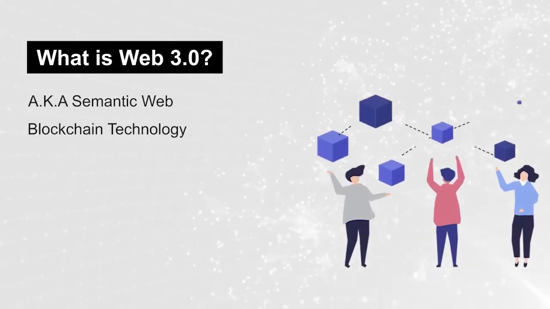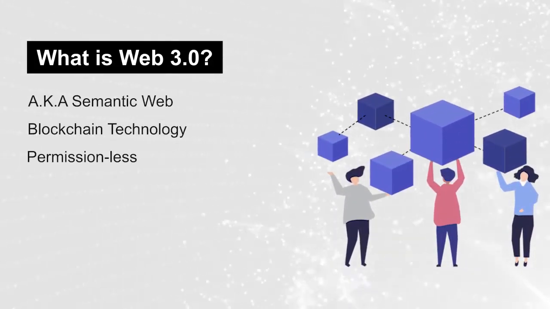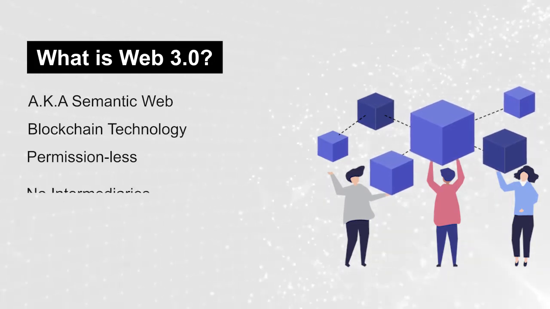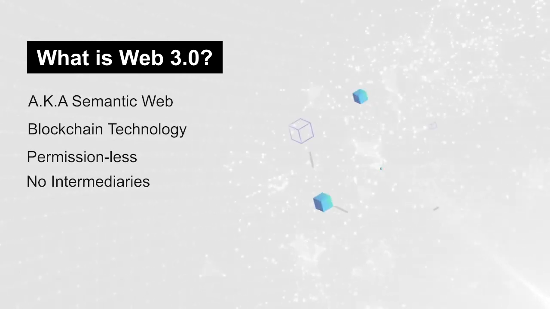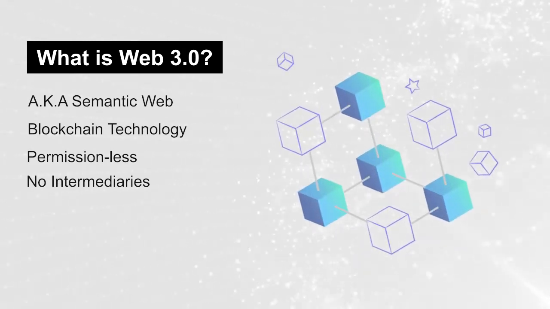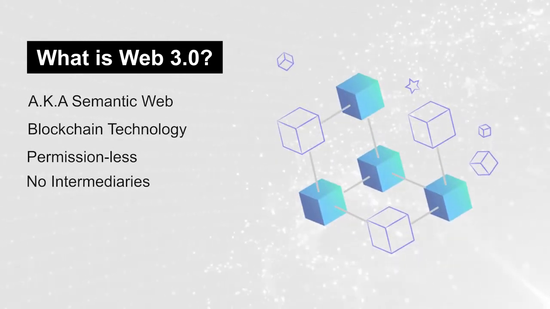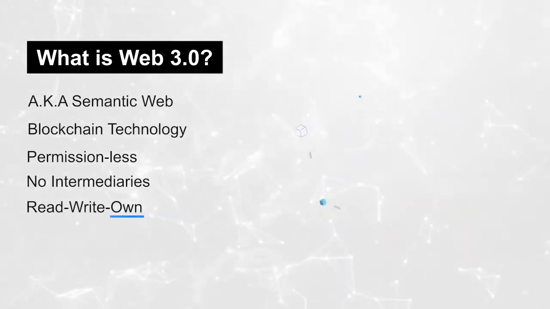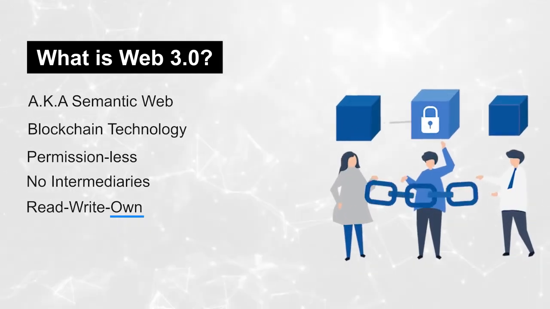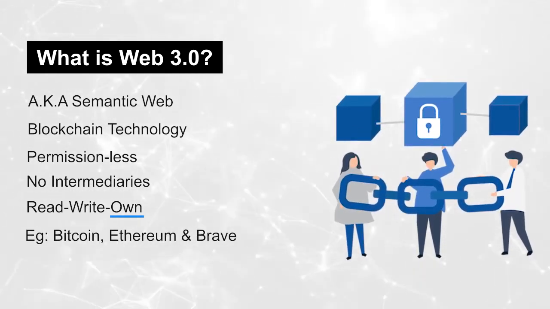Web 3 is also known as the semantic web, and it is more decentralized and permissionless due to unavailability of intermediaries. Here, users help in content creation as well as in governance of the web itself and have the ability to own a part of the internet as well. Here, the data can be received, can be provided and also owned by the users. Examples are Bitcoin, Ethereum and Brave.